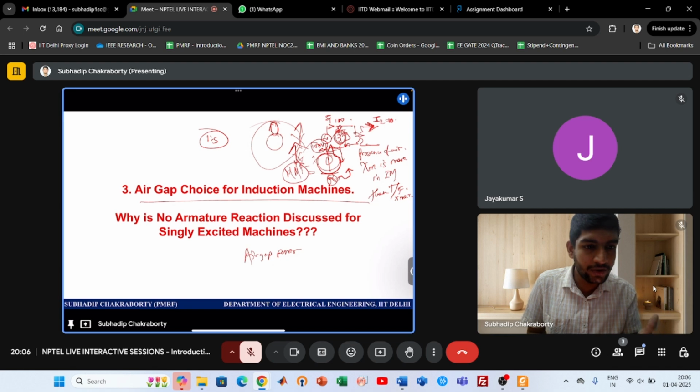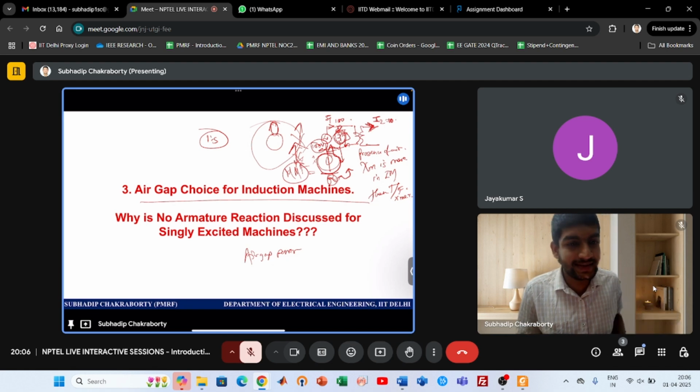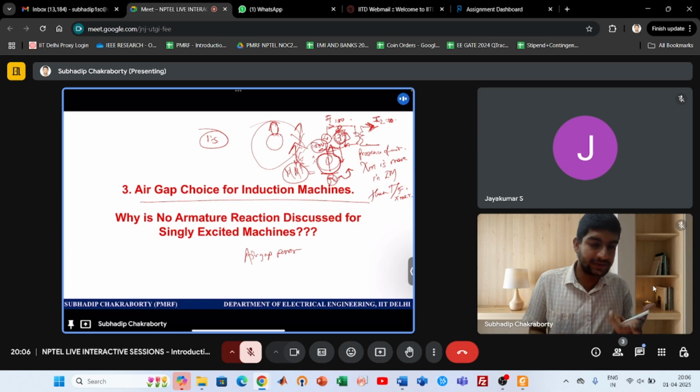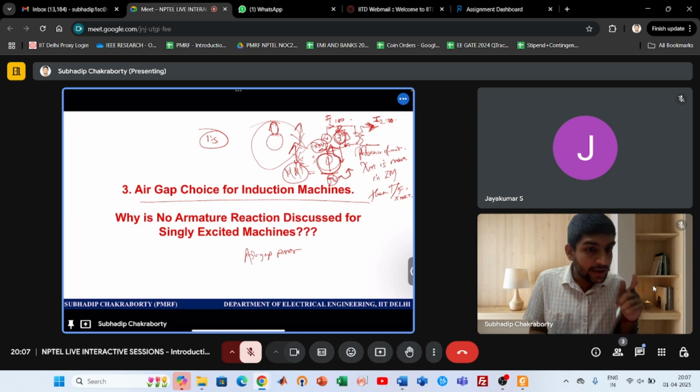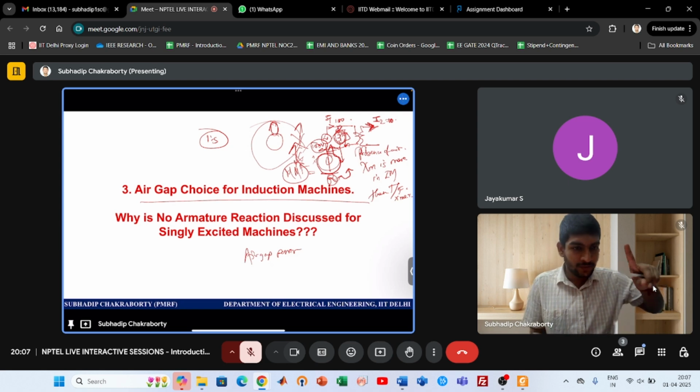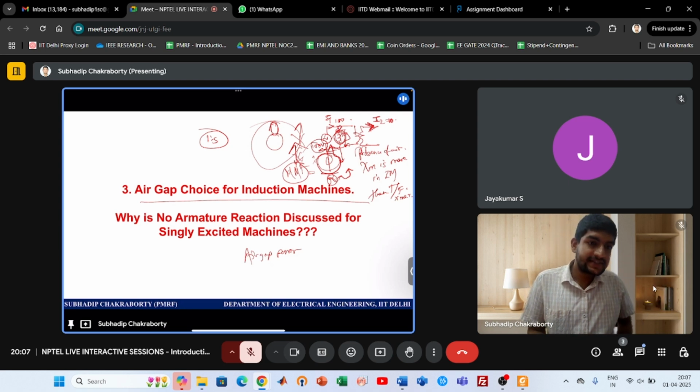There is no body or no circuit which is dedicated or maintained in order to generate that, or in order to keep that constant. If there were another circuit which we were maintaining or we were controlling, then we would have talked about the armature reaction, because then the flux would not have been completely eliminated. There would have been another flux which would have been disturbed by the current, and then we would have talked about armature reaction, right? Whether magnetizing or demagnetizing.